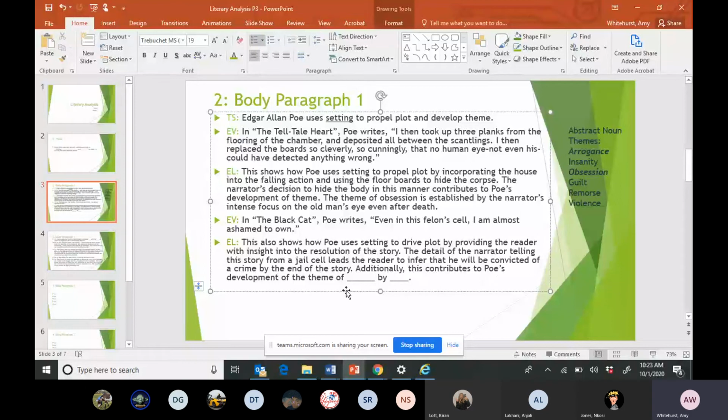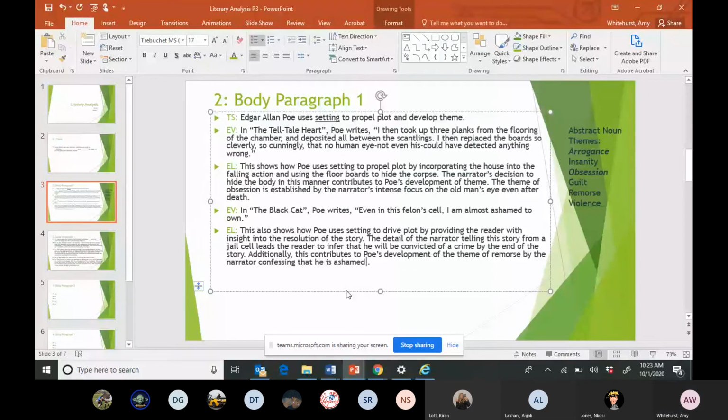So I'm going to say this contributes to Poe's development of the theme of remorse by the narrator confessing that he is ashamed of his actions.